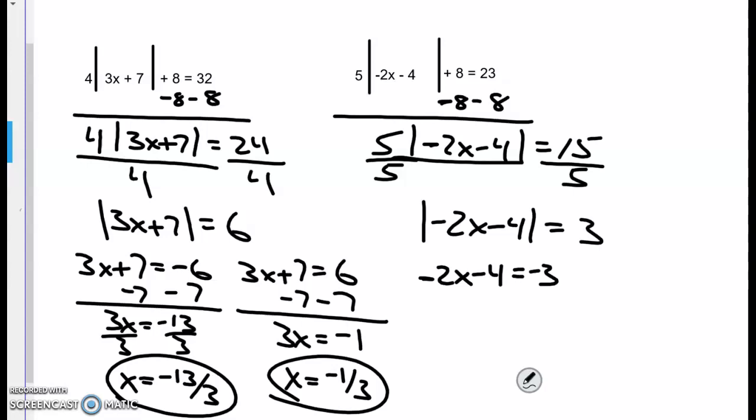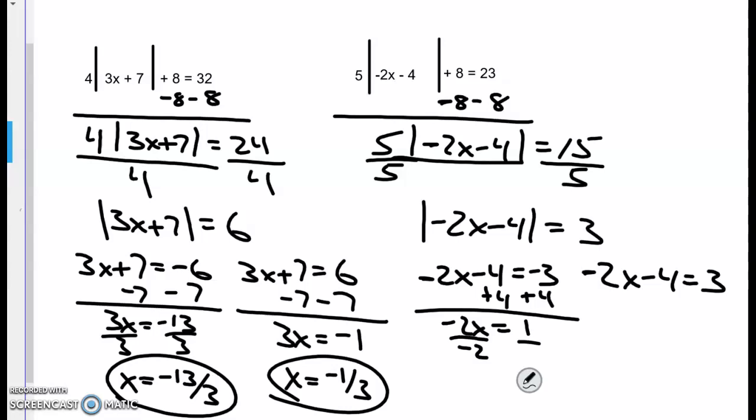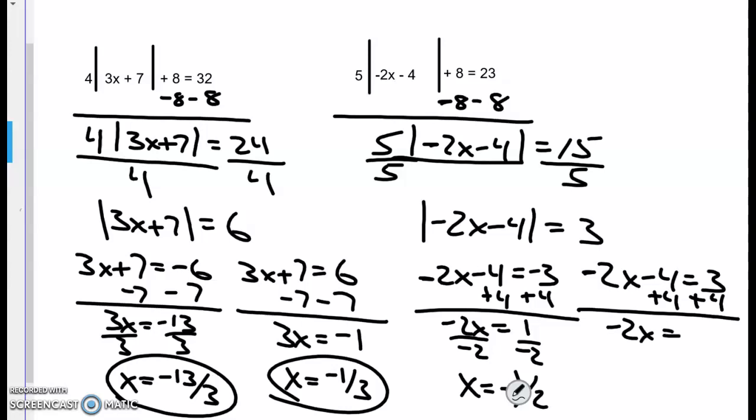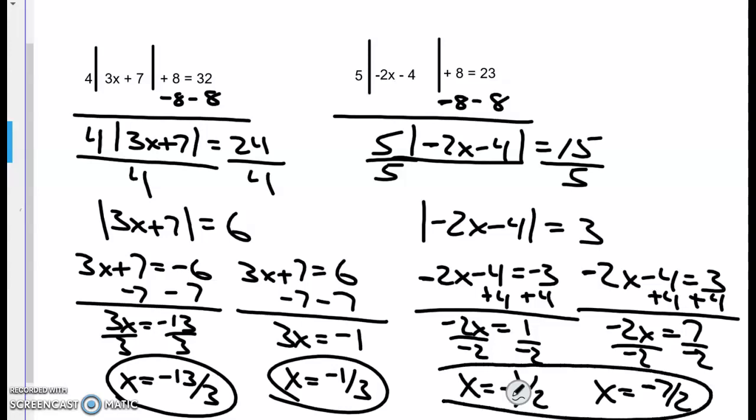Negative 2x minus 4 equals negative 3. And negative 2x minus 4 equals 3. I add 4. Negative 2x equals 1. Divide by negative 2. And my answer is negative 1/2. Here I add 4. Negative 2x equals 7. I divide by negative 2. And my answer is x equals negative 7/2. And those are my two answers. Negative 1/2 and negative 7/2. You absolutely can plug them back in and check your answer. And it will work out.